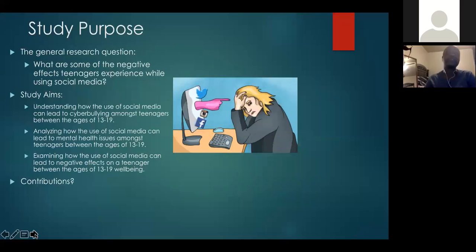The study will contribute to the literature by examining how these accounts such as Facebook, Twitter, Instagram, Snapchat that we previously stated can lead to all of these study aims.